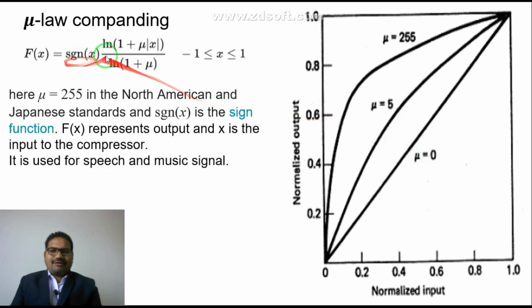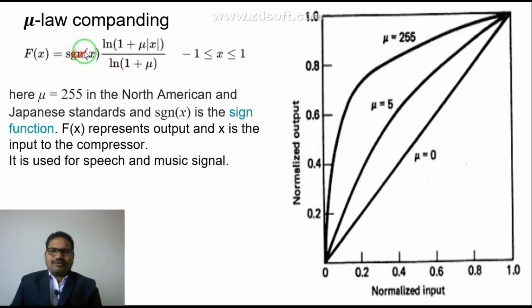This is the formula for your mu law. The maximum mu that you can take is 255, and this is the formula of your mu law. We have considered different values of mu. We have drawn the graph for mu equal to 0, 5, and 255, and you can see that as the value of mu increases, the logarithmic characteristic is going to be shown.